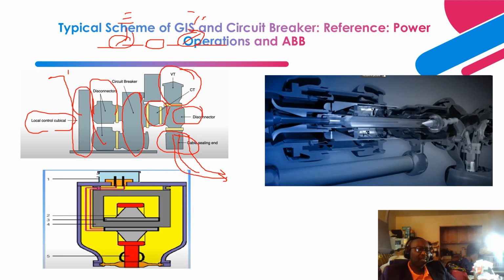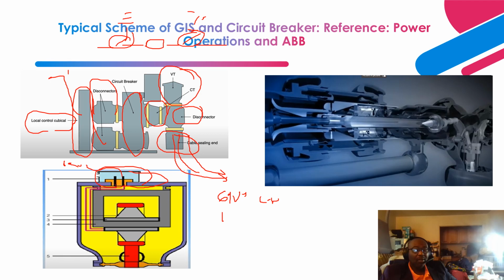Now let's take a much deeper dive into a typical cut section of a VT. As you can see over here, for a voltage transformer, this is the terminal box. This is the wiring for the secondary side of the transformer. If you have, let's say, a 69 volt line to neutral voltage, that's where the wiring is going to be located.